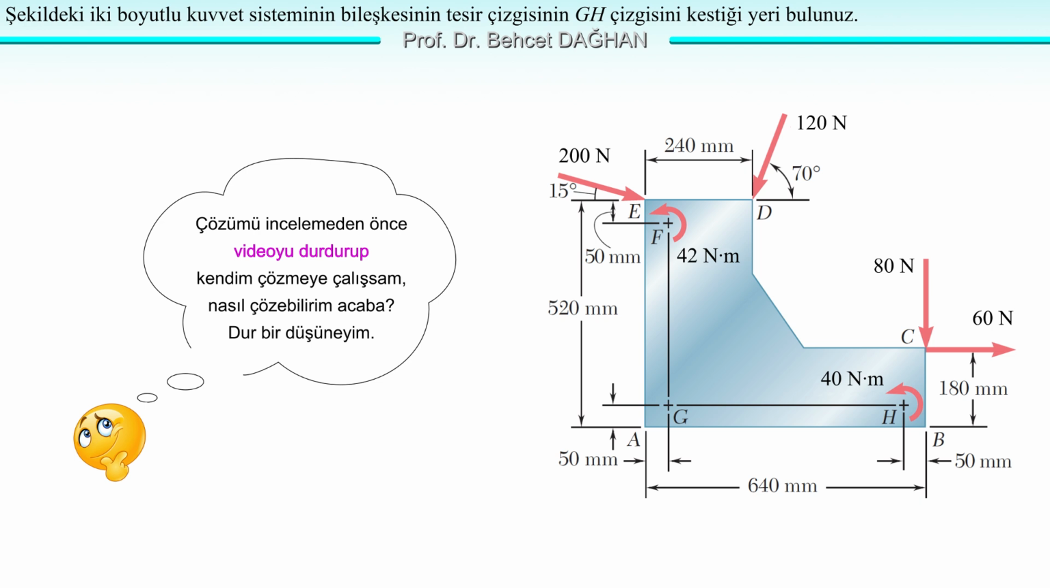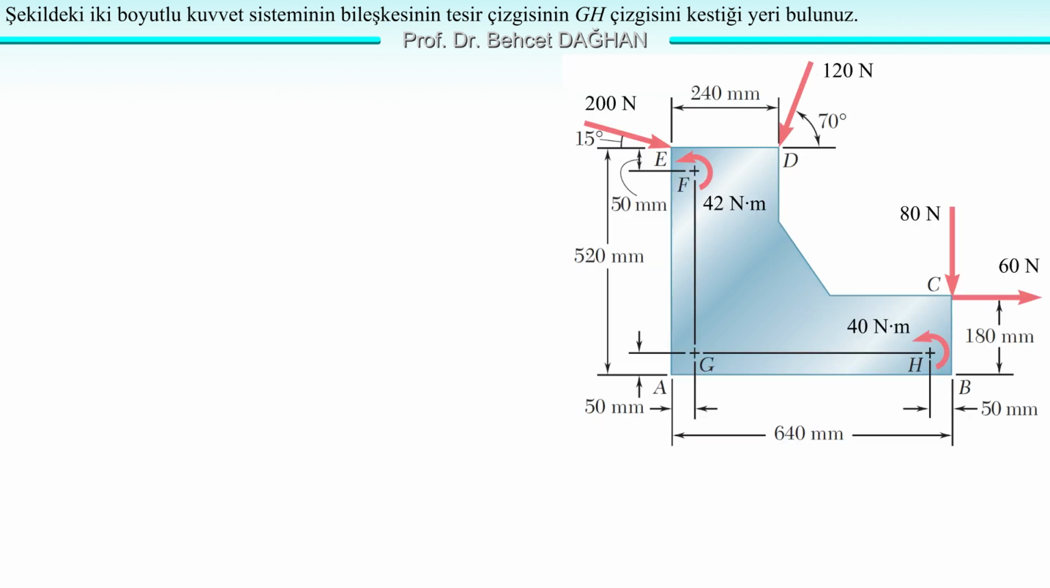Yes, now we have a force system. Since all the forces lie in the same plane, it is two-dimensional. How many forces consist of this force system? Let's see. Let's number the forces. Let's call the 200 newtons force F1. Let's call the 120 newtons force F2. Let's call the 80 newtons force F3. Let's call the 60 newtons force F4.